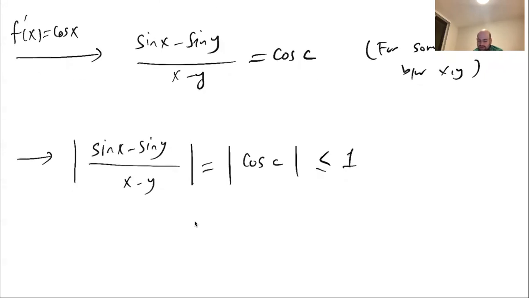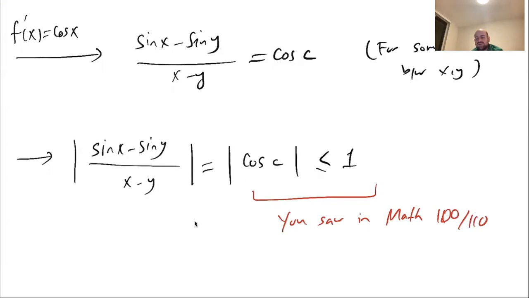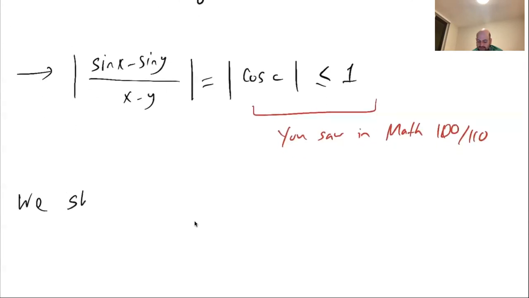The absolute value of cos of any number in the world is always less than or equal to 1. This is a property you saw in math 100 or 110 or pre-calculus or high school: the absolute value of cos of any number is less than or equal to 1, because cos of any number in the world is between -1 and 1, and therefore in absolute value it will be less than or equal to 1. So here I can say the absolute value of cos theta is less than or equal to 1 for every theta.